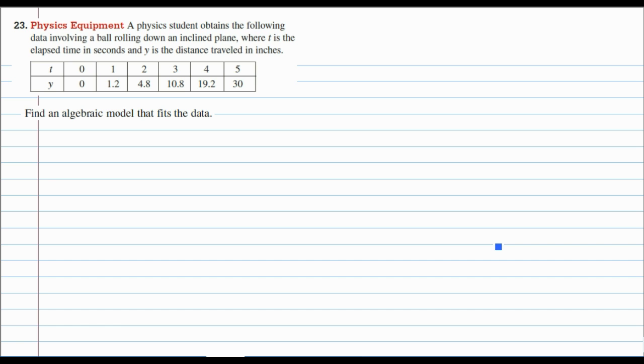The now try problem that goes with example 4 is number 23. We're going to use some data on physics equipment to make our analysis here. Actually, we're going to make an algebraic analysis. A physics student obtains the following data involving a ball rolling down an inclined plane, where t is the elapsed time in seconds and y is the distance traveled in inches.